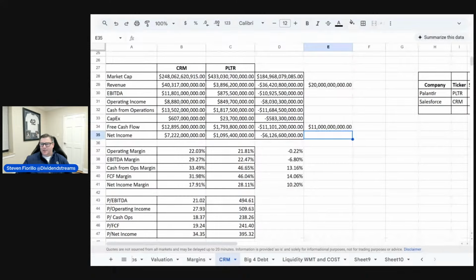But look, this was the Palantir rant. I love the company. I'm a shareholder. I'm not getting out of it.